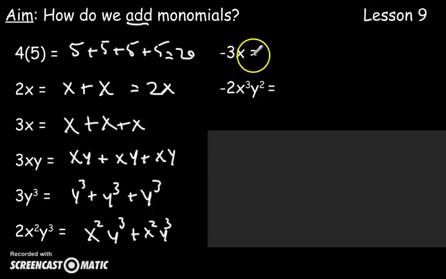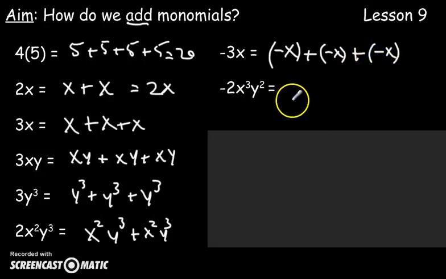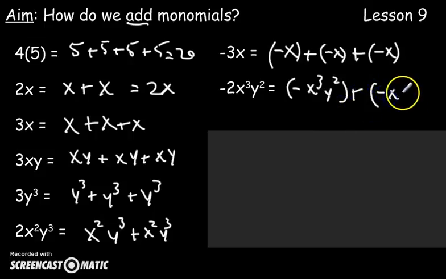So what does a negative number mean? Well, that means we have negative x plus negative x plus negative x. Okay, let me actually look at it this way. That's negative x plus negative x plus negative x. Okay, and this is negative x to the third y squared plus negative x to the third y squared.